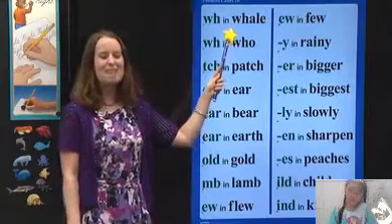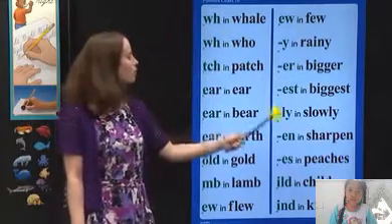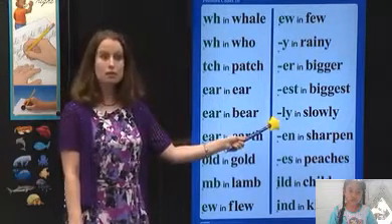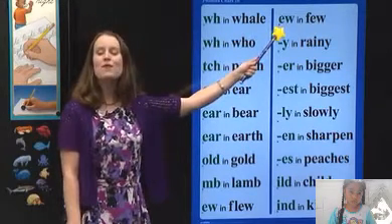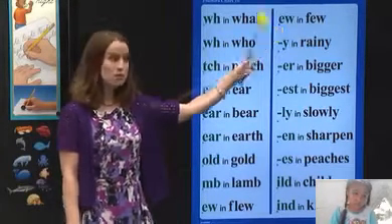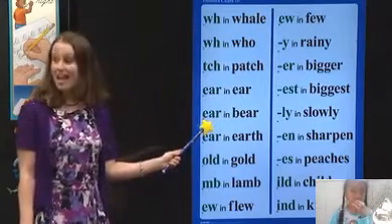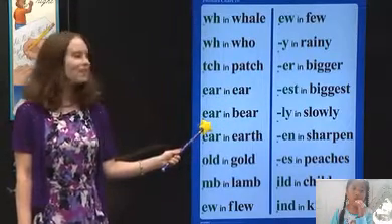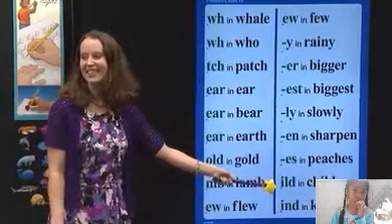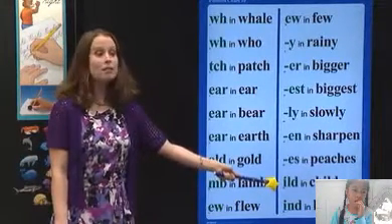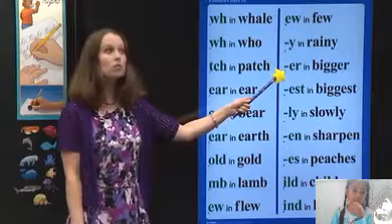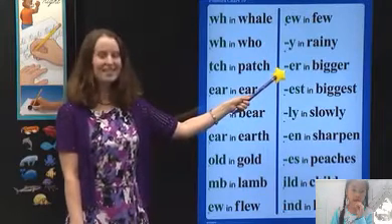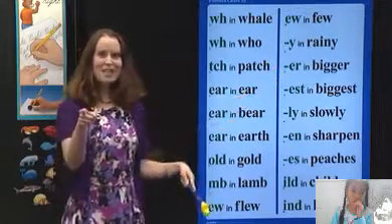What and well, W-H, what. Lee and slowly, L-Y, Lee. U and few, E-W, U. Air and bear, E-A-R, air. Out and child, I-L-D, idle. And bigger, E-R. Ooh, I like the way this is sounding.